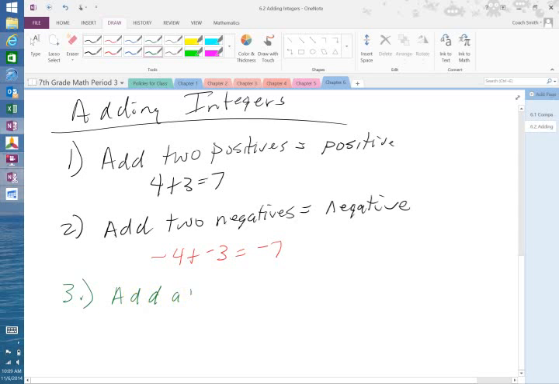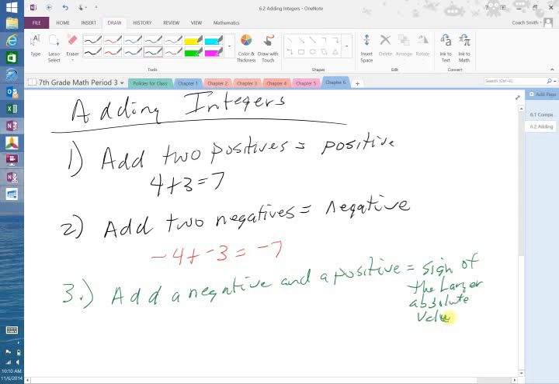When we add a negative and a positive, that is equal to the sign of the larger absolute value. The second part to this is you subtract the two absolute values. This is the one that people have the most trouble with.